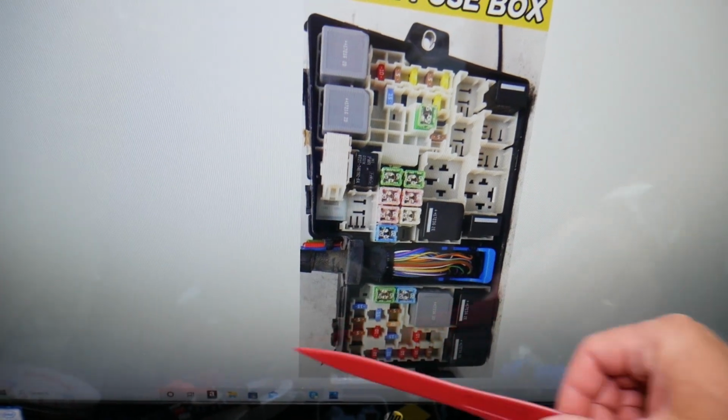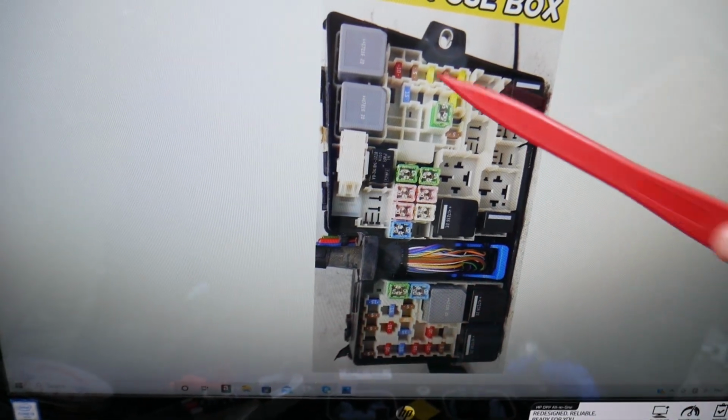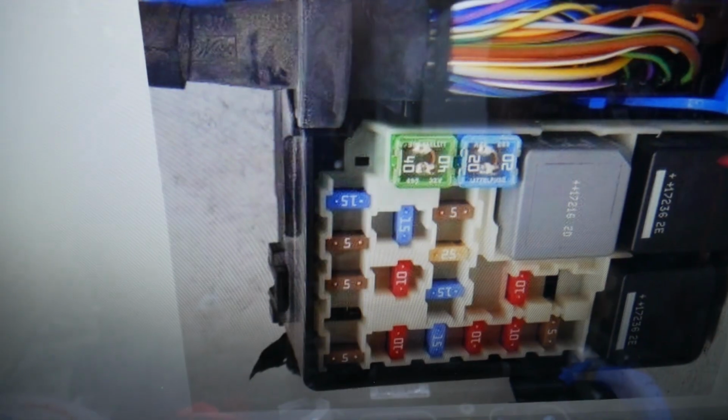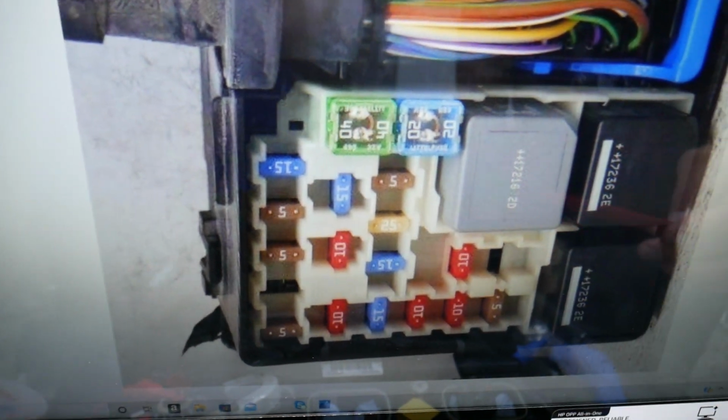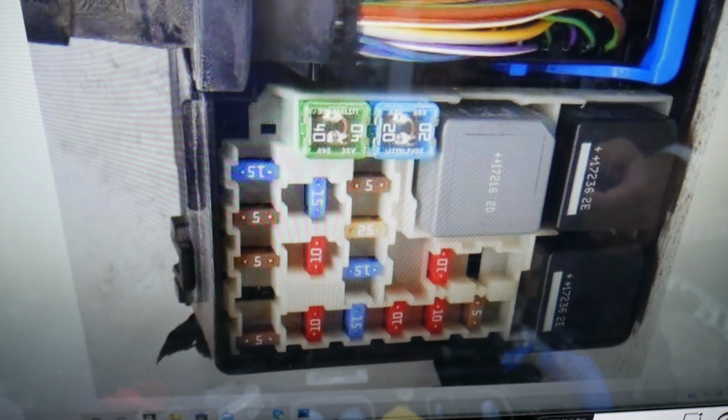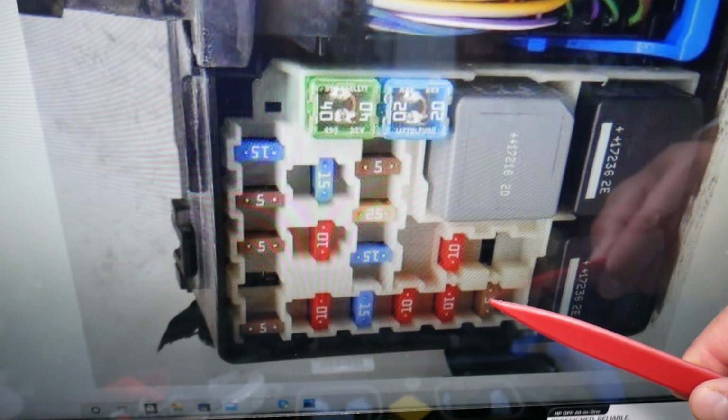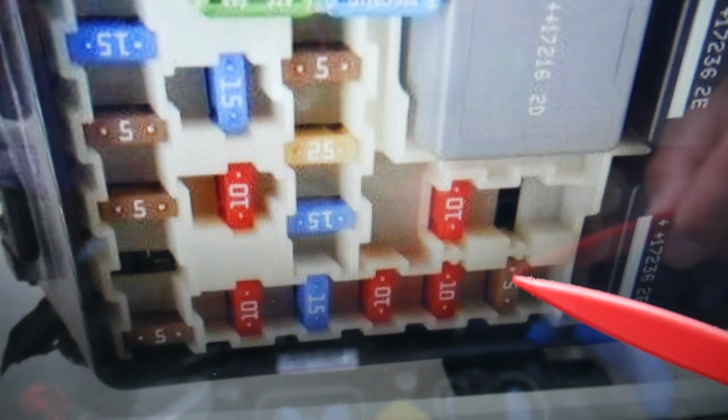This side of the fuse box faces the front of your Ford Escape. This is the windshield side, passenger side, driver side. If we zoom in and we come in this section here, the fuse that we're looking at is known as fuse number 36. That fuse that you see right here, guys, the first fuse next to the relay.